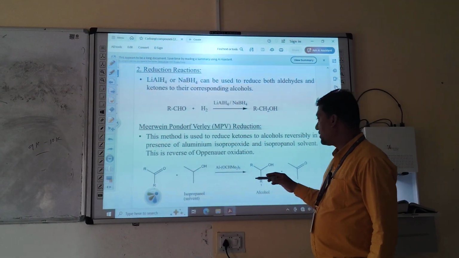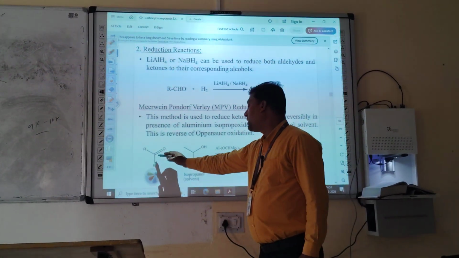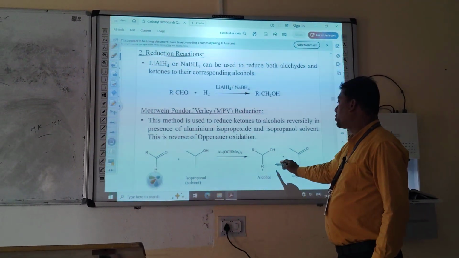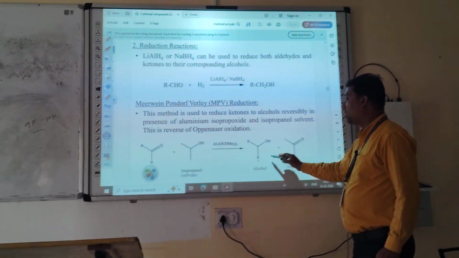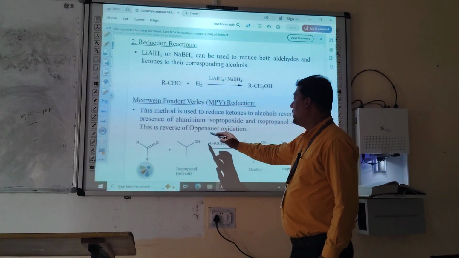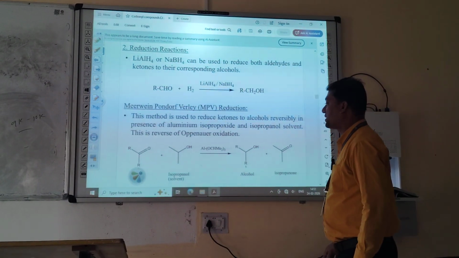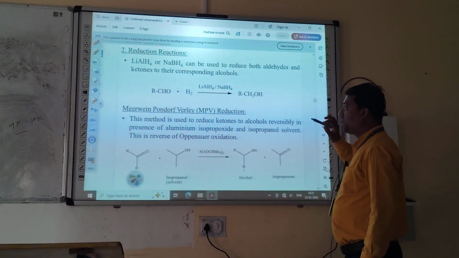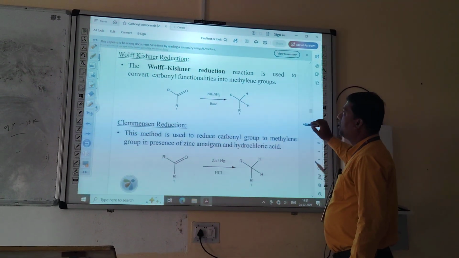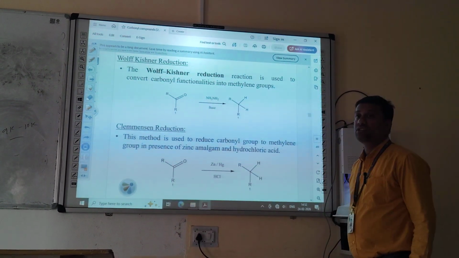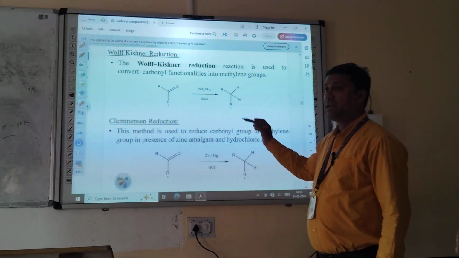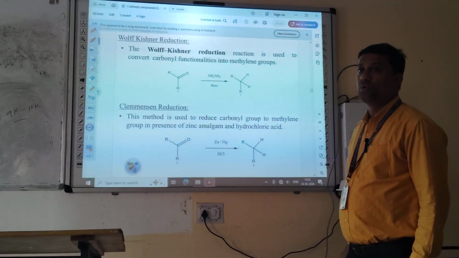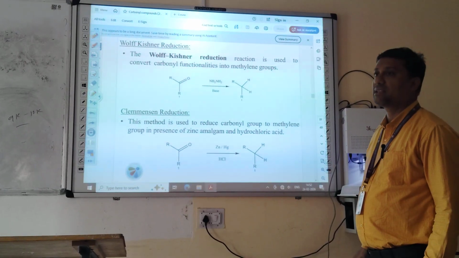Here, this is the aldehyde, and this aldehyde will be reduced to the corresponding alcohol in the presence of aluminum isopropoxide. And this is a naming reaction. Then there is another reduction reaction. Two important reduction reactions are there.